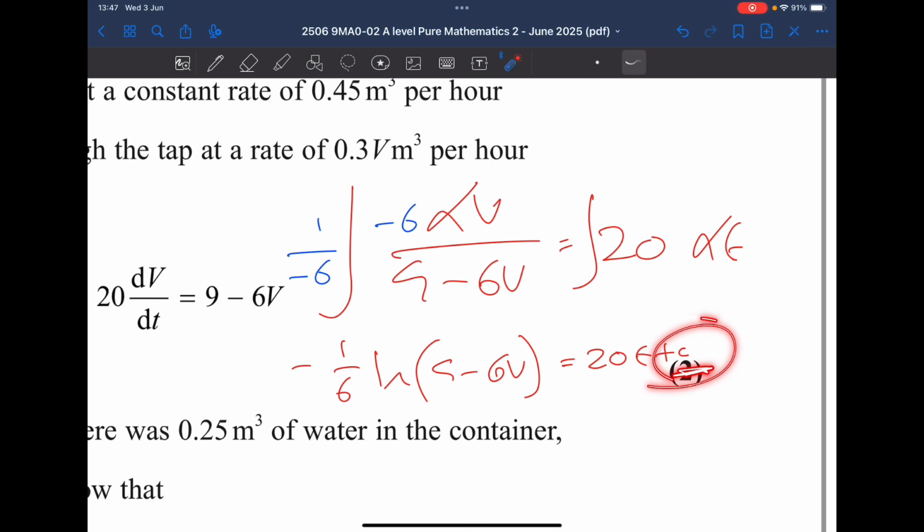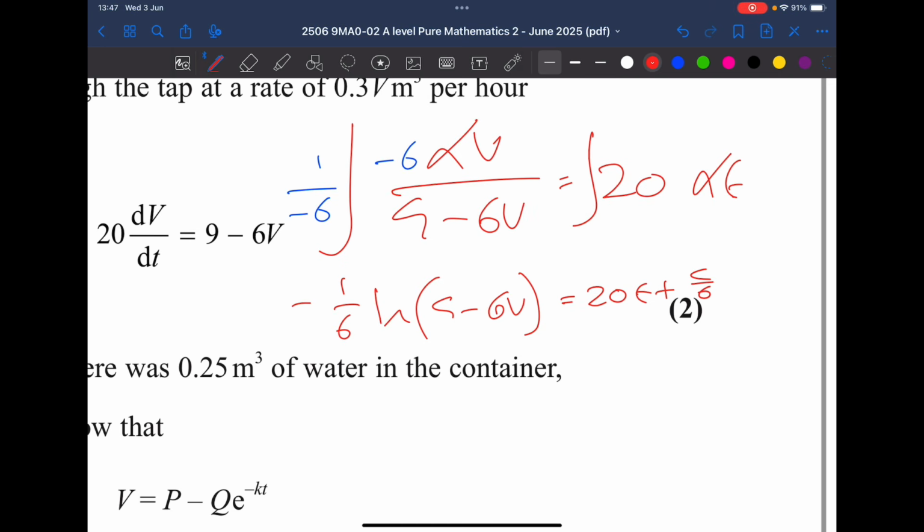But we have this c here, and you could think of times that by minus 6, making a minus 6c. It doesn't really matter too much, because c is just going to be a constant. But to make it a bit nicer to deal with, I'm going to call this c over 6 instead, because it's still just some constant. It doesn't matter what you call it, as long as it isn't t and isn't V.